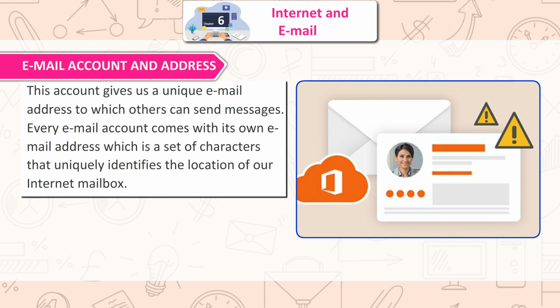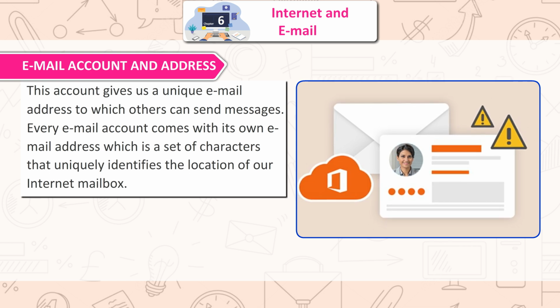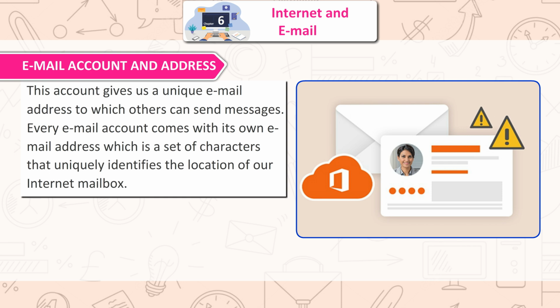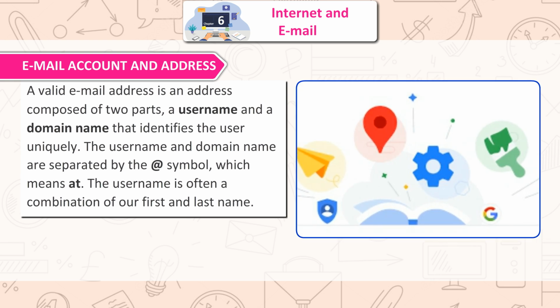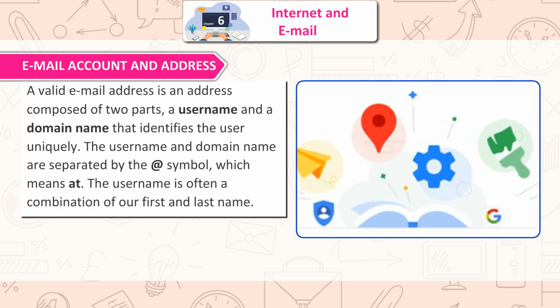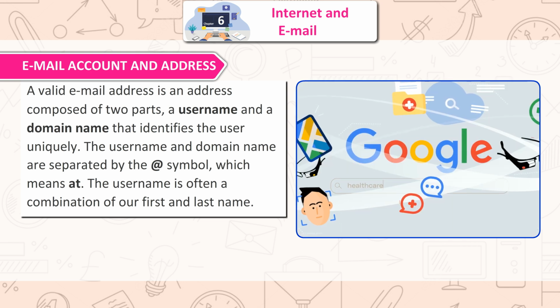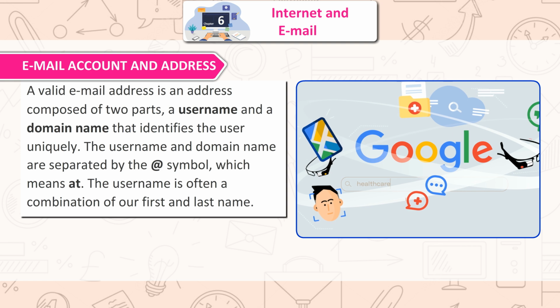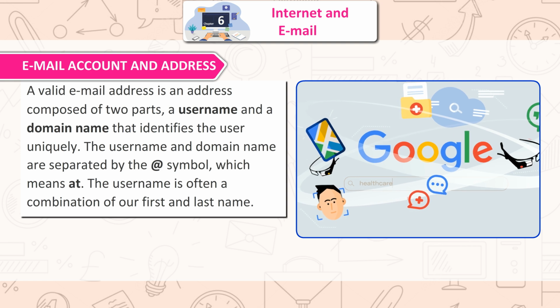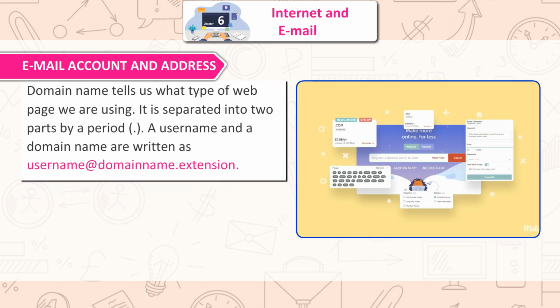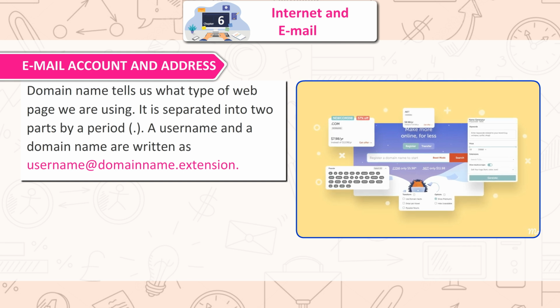Every email account comes with its own email address, which is a set of characters that uniquely identifies the location of our internet mailbox. A valid email address is an address composed of two parts, a username and a domain name that identifies the user uniquely. The username and domain name are separated by the @ symbol, which means "at". The username is often a combination of our first and last name. Domain name tells us what type of web page we are using. It is separated into two parts by a period.